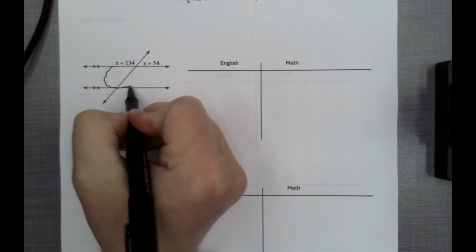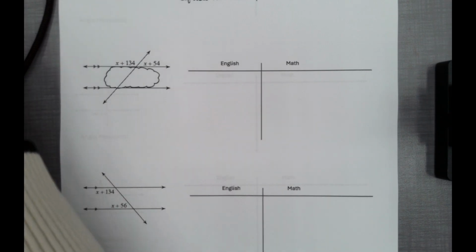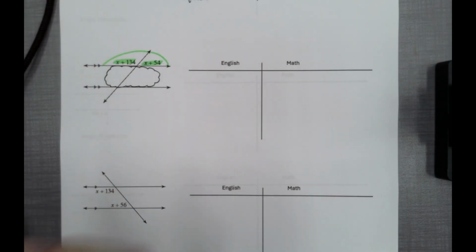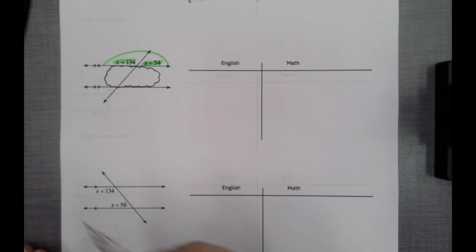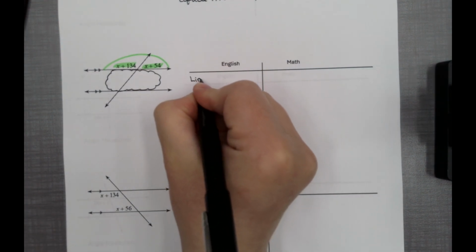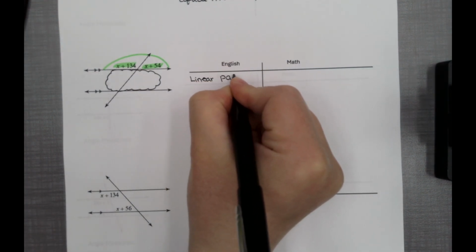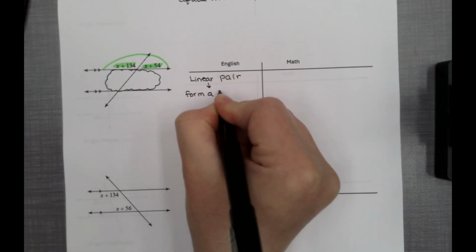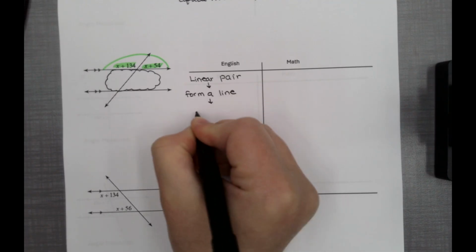Let's move on here. Again, here's our inside thinking bubble. Notice that we have both of them on top, and they're right next to each other. So what these are is, if we draw this little arc here, these are angles that form a line. These angles are called linear pair. Pair means that there's two of them, and these two angles make up a line. Linear pair are two angles that form a line. And because they form a line, they are supplementary.